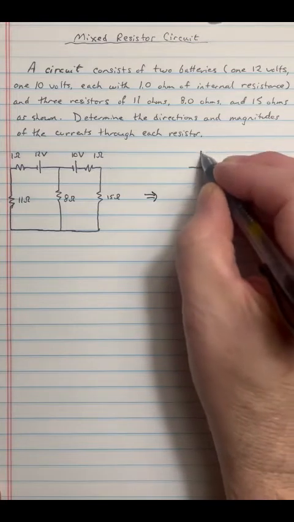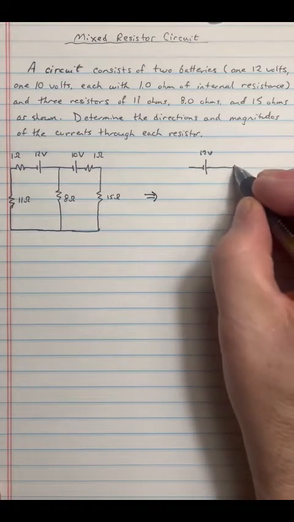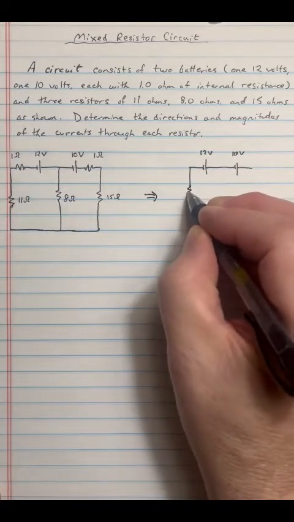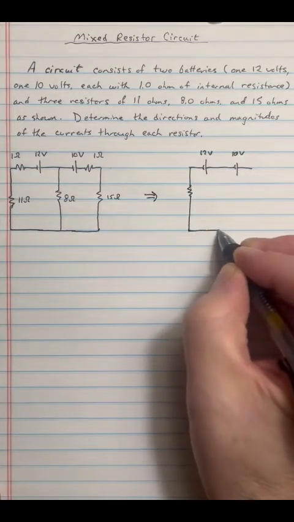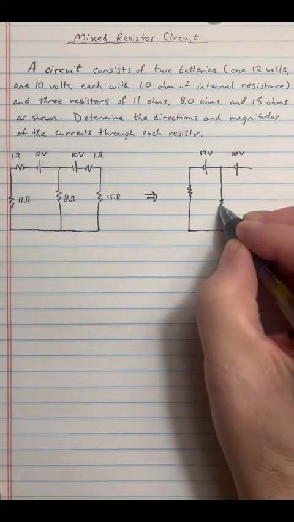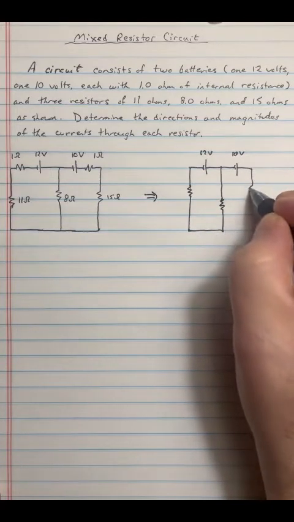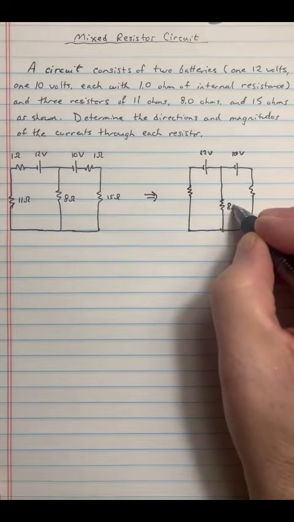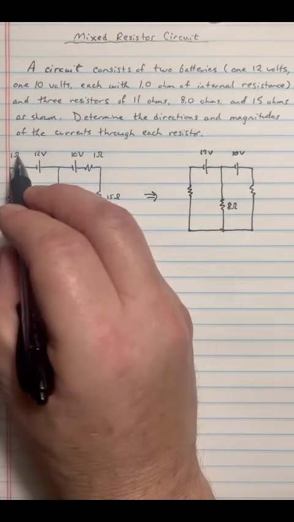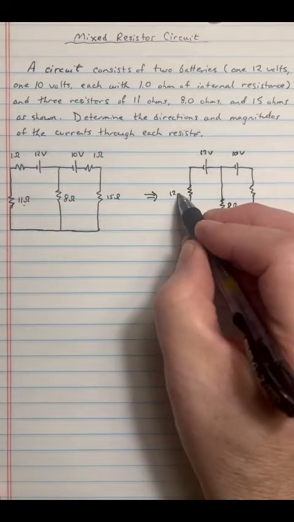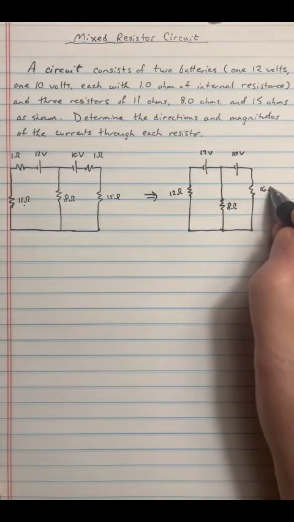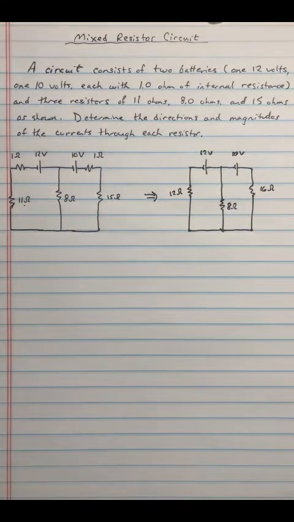So we now have our 12-volt battery here, our 10-volt battery here. I can remove the internal resistance for the purposes of the solution of the picture, if you will, and just simply sketch in the 3 resistances like this. Now, this 8 ohm resistor in the middle is not changed, but 11 plus 1 is 12, of course, and 1 plus 15 is 16. And so for the purposes of solving the problem, I can recast the picture like this.